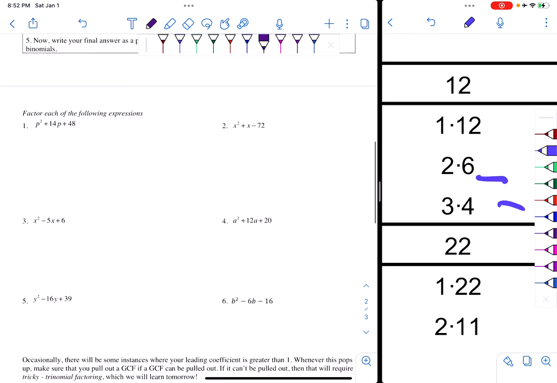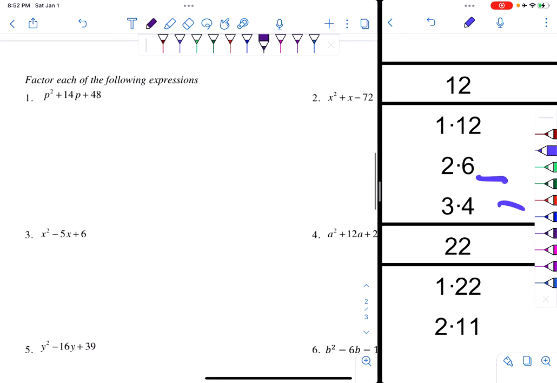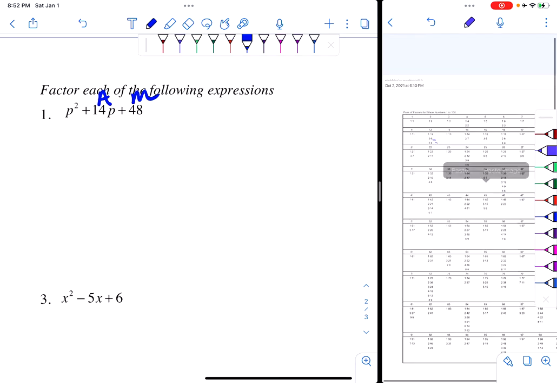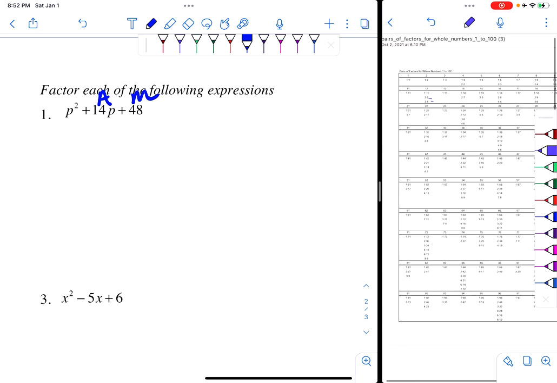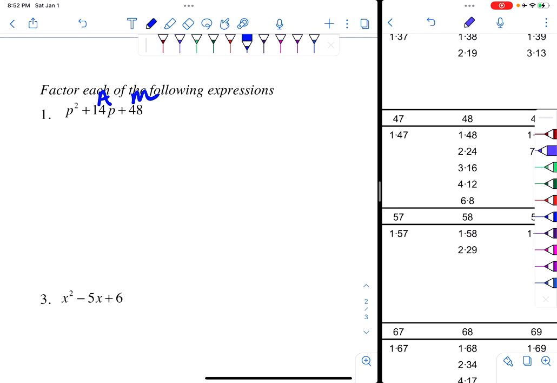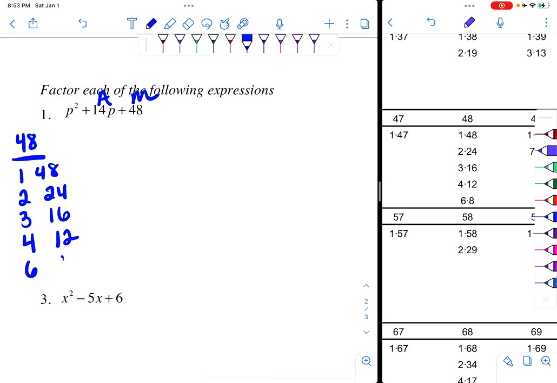So let's go on to these examples. Factor each of the following expressions. The first thing we're going to do is just do our AM. What adds to 14 and multiplies to 48? And this is what Miss Townsend and I expect for every single problem. You will write out the factors of each number. So for 48, I have 1 and 48, 2 and 24, 3 and 16, 4 and 12, and 6 and 8.